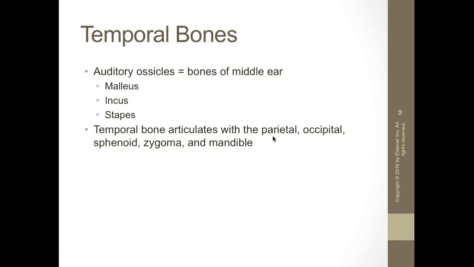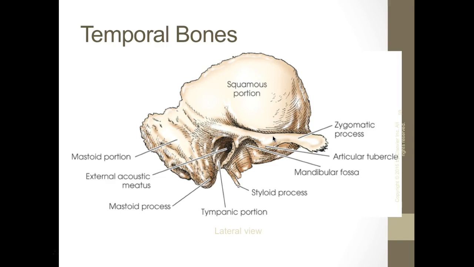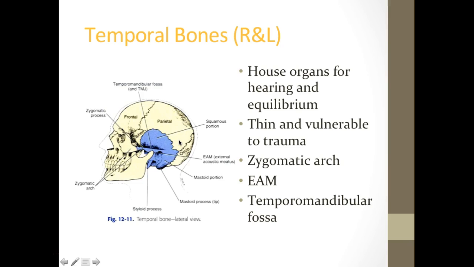So, the bones of the middle ear are the malleus, incus, and stapes, and the temporal bone articulates with the parietal, occipital, sphenoid, zygoma, and mandible. So here is another picture, squamous portion. Here's your zygomatic process of the temporal bone. You have your articular tubercle with your mandibular fossa, your EAM. Here's your styloid process, your mastoid process with your mastoid portion here.